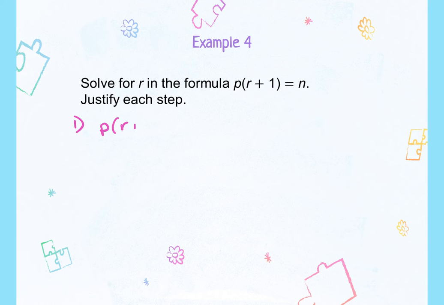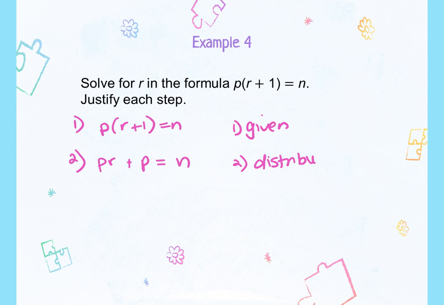All right, so the first thing we're going to do is obviously rewrite it out. p times r plus 1 equals n, and that's given. Okay, what is one of your options for the next step? Because there's more than one. Okay, so you distribute, so you got p r plus p equals n. Distributive property of equality. Okay, then what?